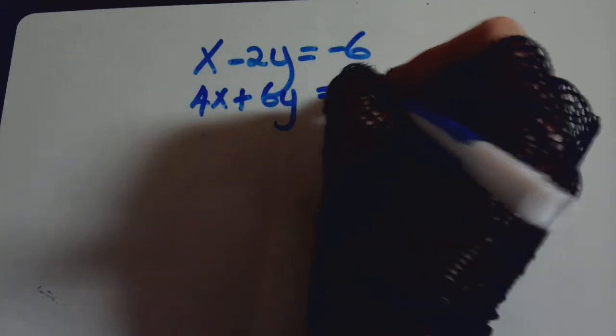So now we're going to do a second one. Let me put a clean board up here. Now let's just look for another example. Okay, so here we go. Here's another example. x minus 2y equals negative 6. 4x plus 6y equals 4.